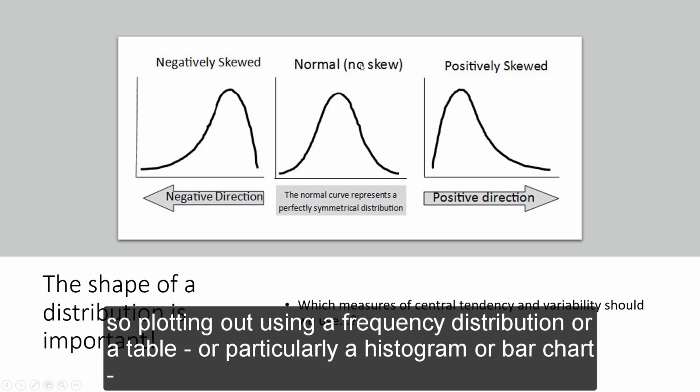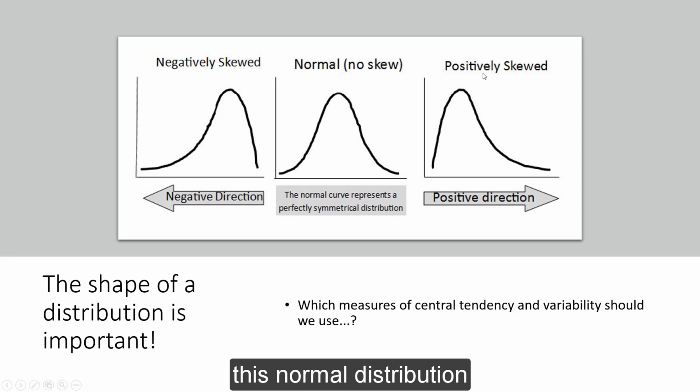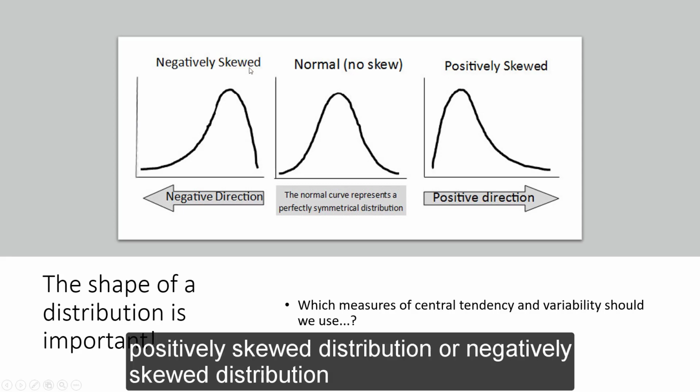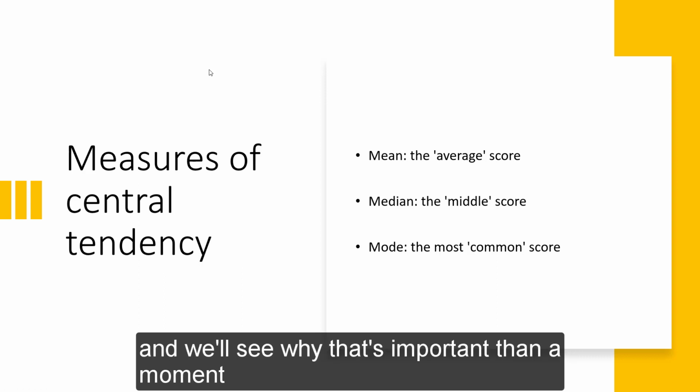So plotting out using a frequency distribution, a table, or particularly a histogram or a bar chart can be really important for helping to identify whether we have a normal distribution, a positively skewed distribution, or a negatively skewed distribution. And we'll see why that's important in a moment.